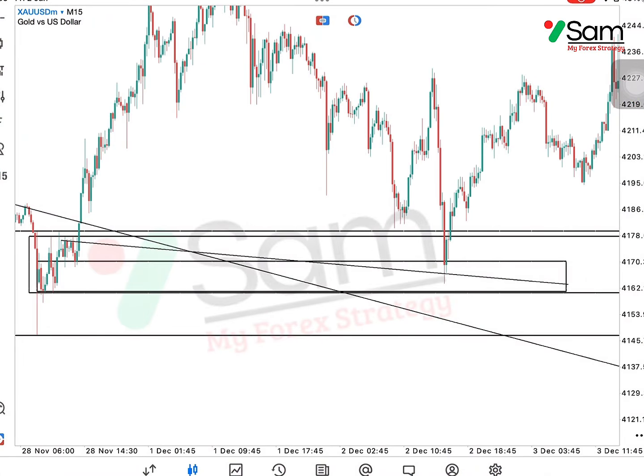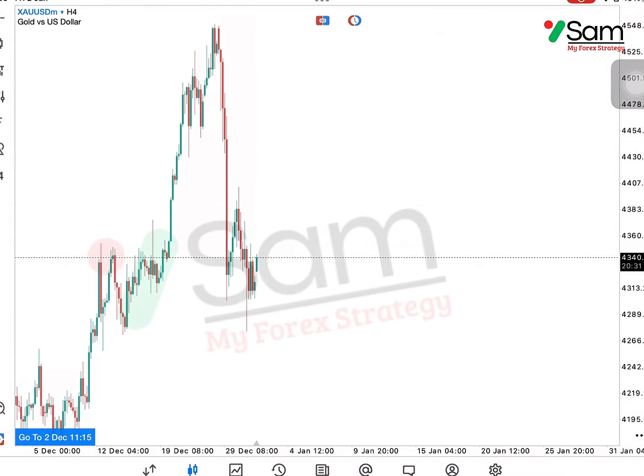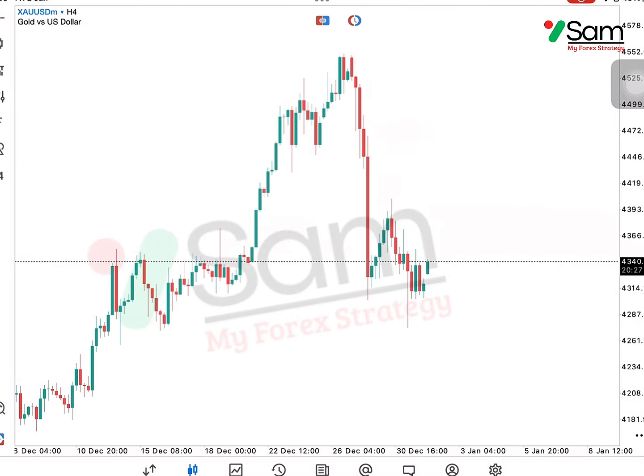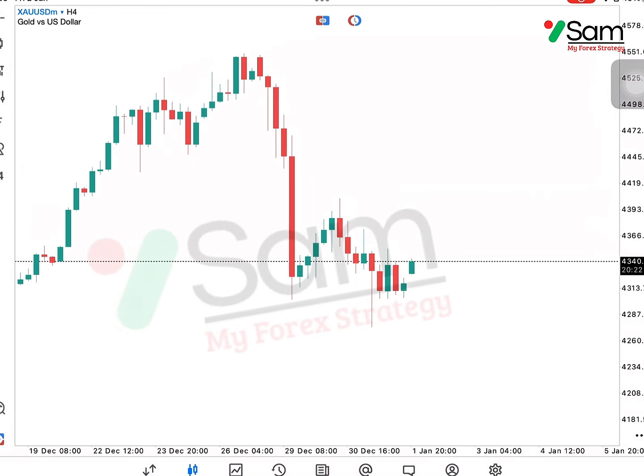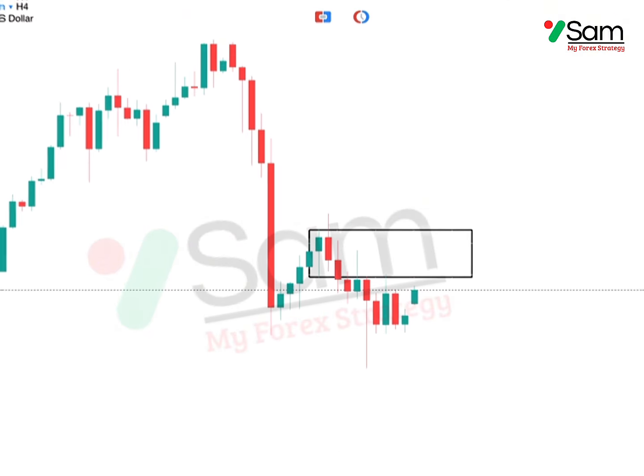Let Sam give you another example of how to analyze the market when we find a bearish engulfing. When a bearish engulfing appears, our main focus is to look for sell opportunities. That's why a higher time frame is very important to identify the market direction. For example, on the H4 time frame, a bearish engulfing has already formed.